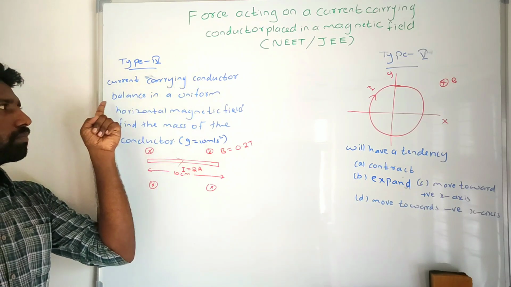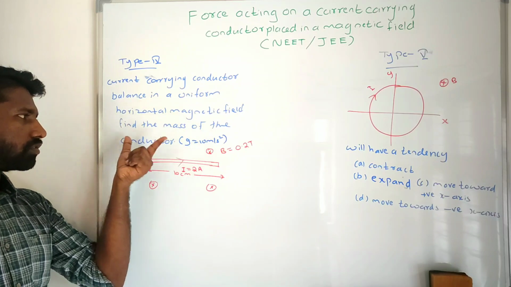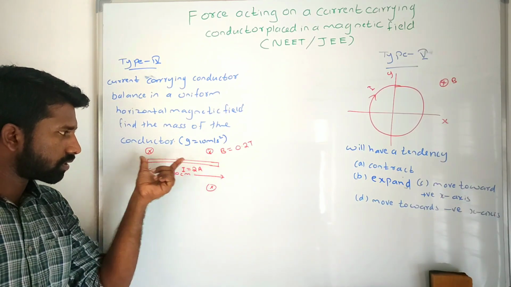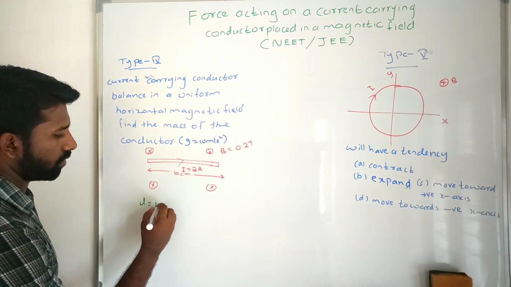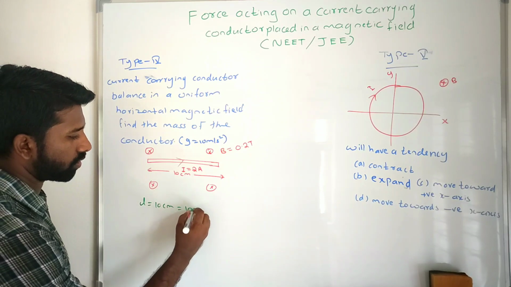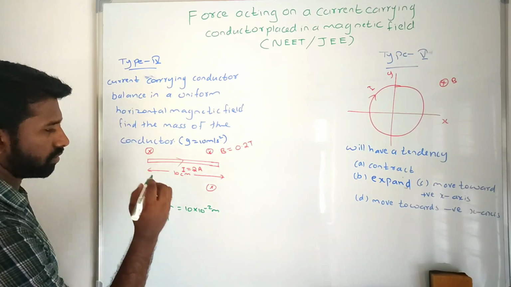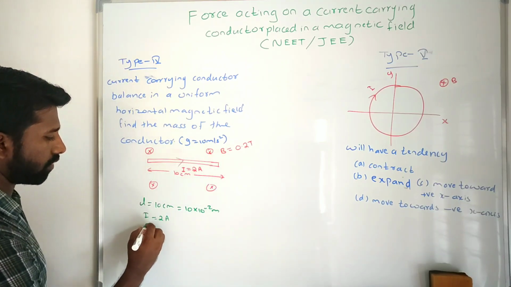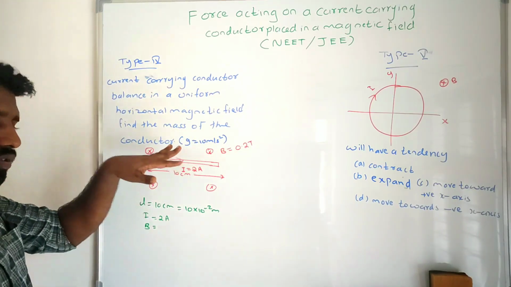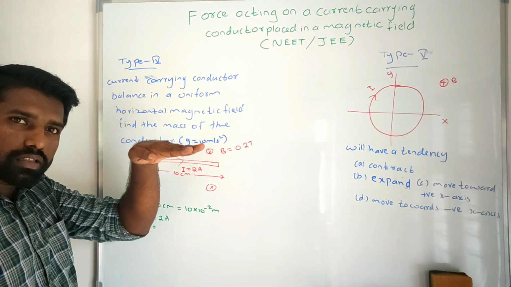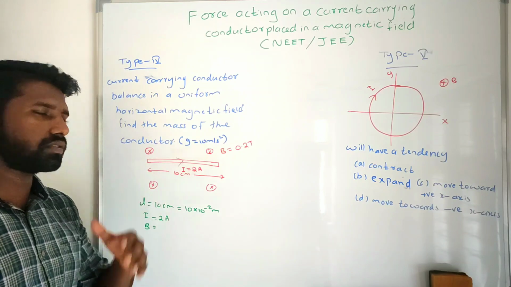Current carrying conductor balanced in a uniform horizontal magnetic field. Find the mass of the conductor. Okay, this is a current carrying conductor of length 10 centimeter. L is equal to 10 centimeter, that is 10 into 10 power minus 2 meter. It carries a current of 2 ampere. It is balanced in a magnetic field. That means due to this horizontal magnetic field, this conductor is balanced here. Then if it is balanced like that, what is the mass?